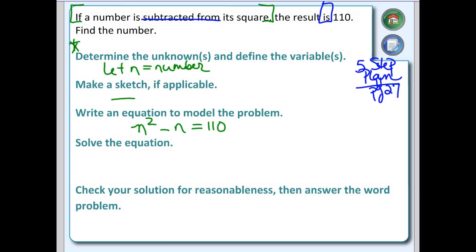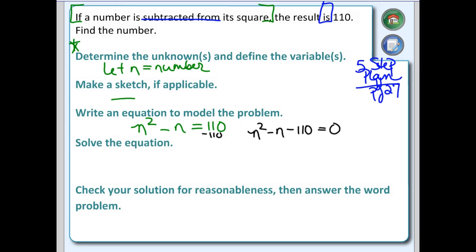Okay, now that I have my equation, how do I solve it? Well, remember, does it equal 0? No, it does not. So the first thing we need to do is make this equal 0. So we're going to subtract 110 from both sides. So we've got n squared minus n minus 110 equals 0. That was step number 1 on the previous slide.